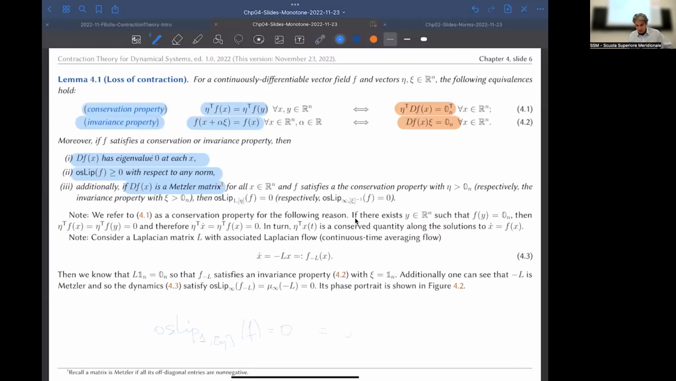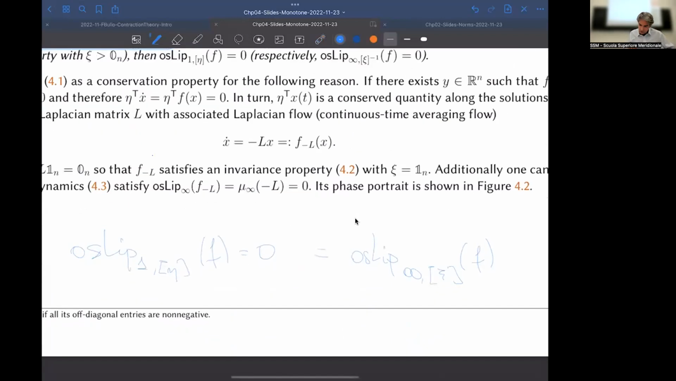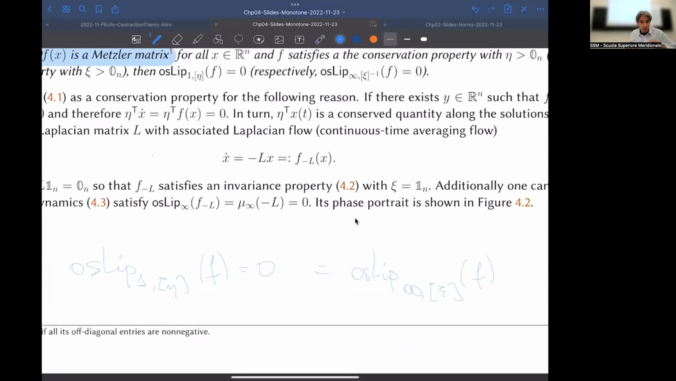Or the other case was one-sided Lipschitz constant, infinity c of f is equal to 0. That's very small. Forgive me. Let me make it a little bit larger. Can you see? Can you read? Forgive me. I'll make sure I use larger.